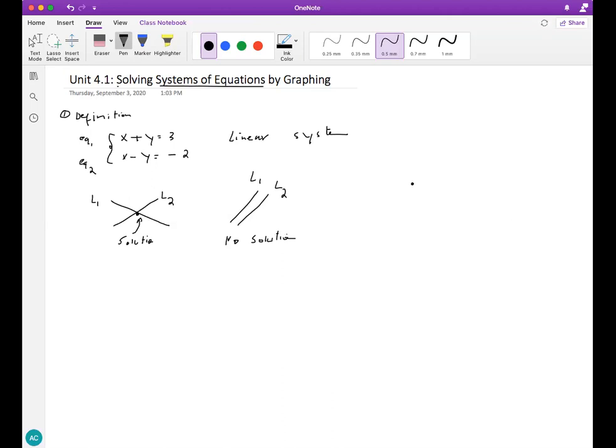And the third case is when you draw the first line, then you draw the second one, and they end up overlapping. Exactly one on top of the other. Something like this. Basically the same line. You draw the first line, you draw the second one, and they end up like this. So we have L1, and also L2 in blue. In this case, many solutions.